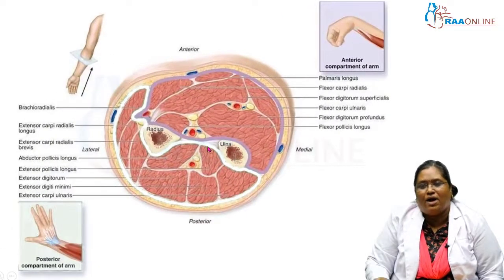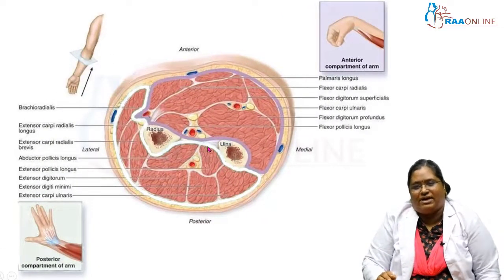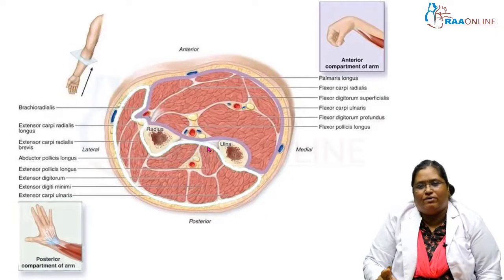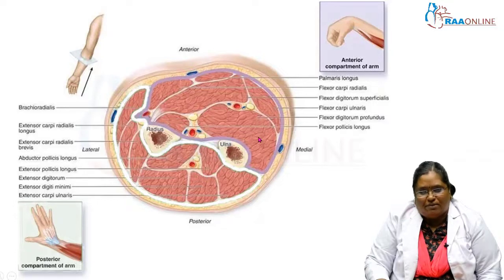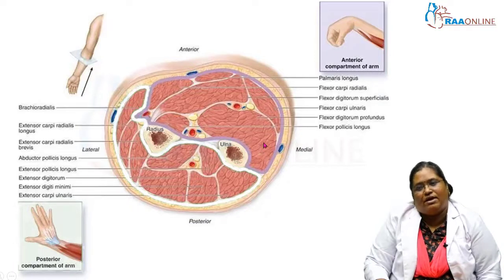Now we'll see how the forearm is divided into compartments. We have two compartments: the anterior compartment of the forearm and the posterior compartment of the forearm. This picture shows the anterior compartment and the posterior compartment of the forearm. This is the anterior compartment of the forearm. These muscles are fully wrapped by the deep fascia of the forearm.